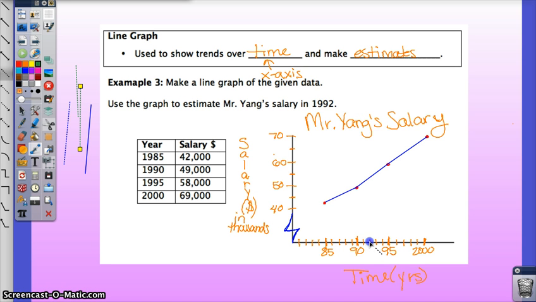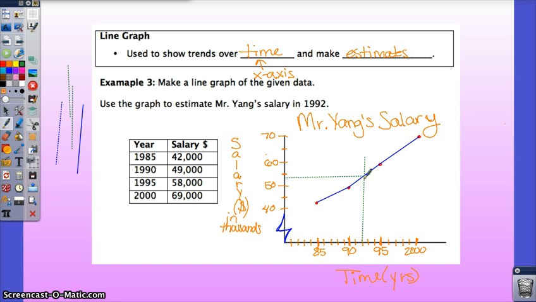So go to the year 92 and maybe draw a little dotted line up from 92. Try to make it as perfectly vertical as possible. There we go. Now once you intersect with your line graph, here's my intersection right here, trace that point horizontally to your y-axis, and that'll help you make an estimate. So in 92, he probably made somewhere between 50 and 60,000. I'm going to estimate probably about 52,000, maybe 53,000. And you can write that out.